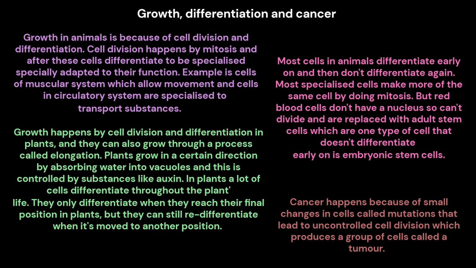In plants, a lot of cells differentiate throughout the plant's life. They only differentiate when they reach their final position in the plant, but they can still redifferentiate when moved to another position. Cancer happens because of small changes in cells called mutations that lead to uncontrolled cell division, which produces a group of cells called a tumor.